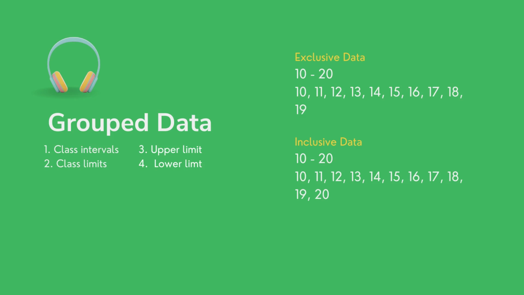But if we take inclusive data, we can see it is including something. So, what is it including? It is including the upper limit, which is 20. So, in the class interval 10 to 20, it will include the numbers 10, 11, 12, 13, 14, 15, 16, 17, 18, 19 and 20, which is the upper limit.